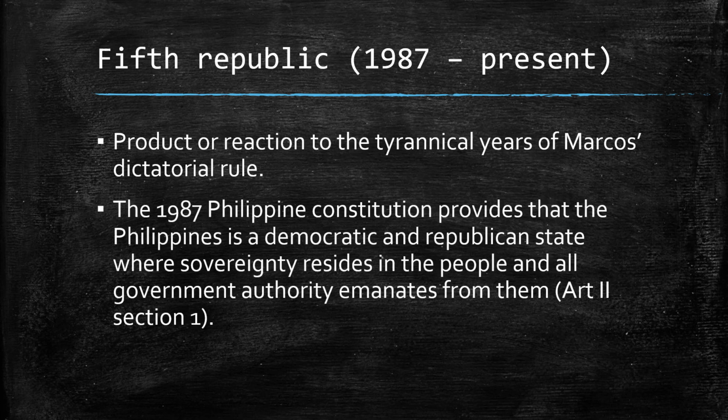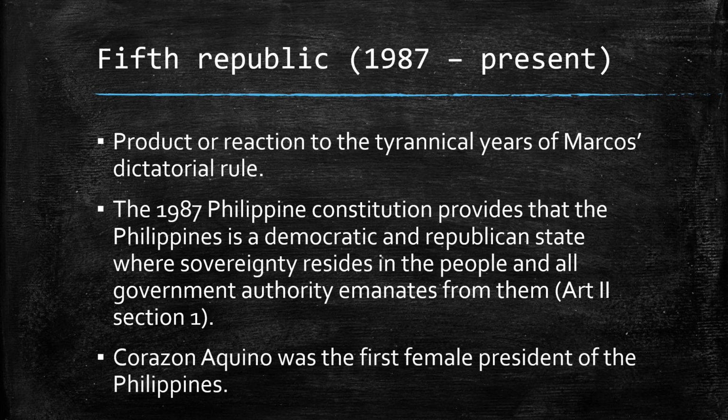And according to Article 2 of the 1987 Constitution, the Philippines is a democratic and republican state where sovereignty resides in the people and all government authority emanates from them. And President Corazon Aquino was the first female president of the Philippines. And up to now, we still use the 1987 Philippine Constitution or the Fifth Republic of the Philippines.